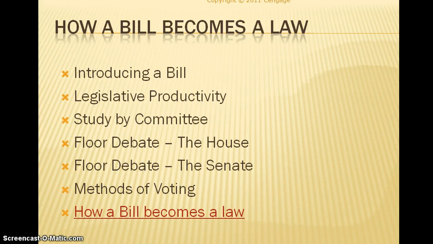It's passed by both houses. It's signed by the president. If used to propose a constitutional amendment, a two-thirds vote is required in both houses, but the president's signature is unnecessary.